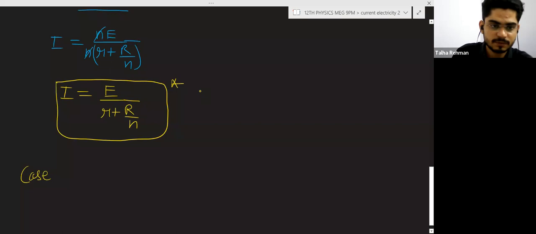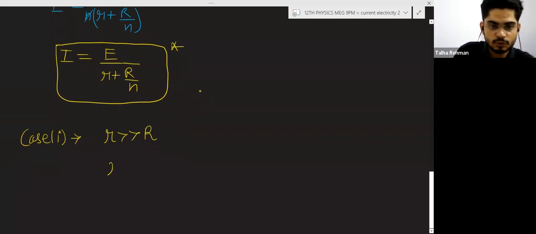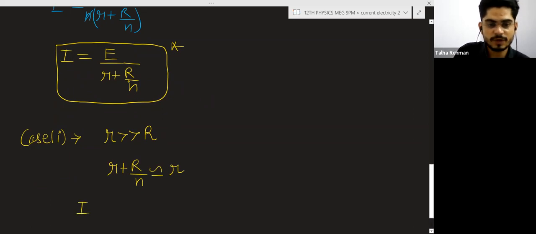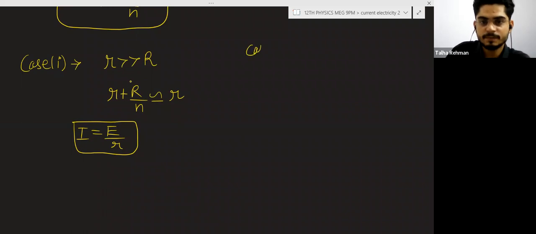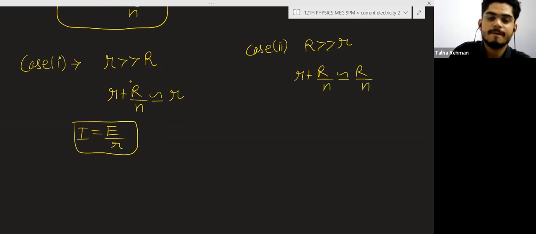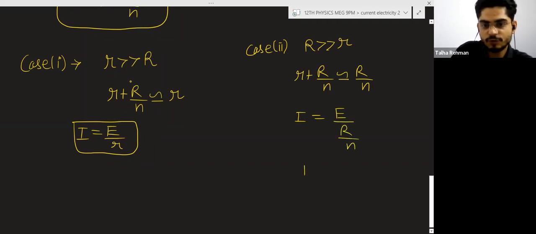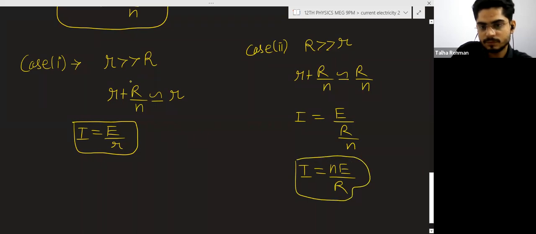So now we will take case first, when internal resistance is much, much greater than the external resistance. So this denominator of the current, r plus R by n, can be approximately equal to r. So you can write the value of current as E by r. If you take case second, when external resistance is much, much greater than r, then you can write r plus R by n approximately equal to R by n, because this R is larger. So the current will be E divided by R by n, and you will get the value of current as nE divided by R.